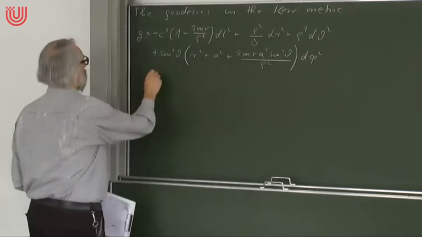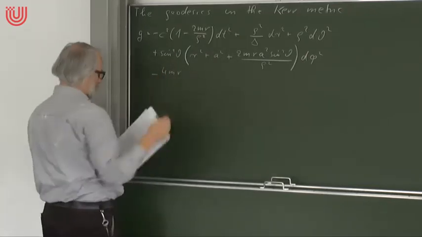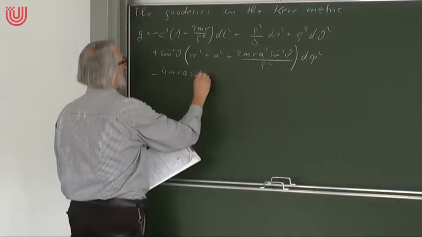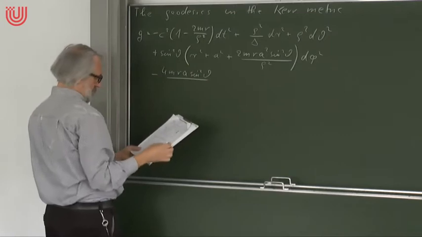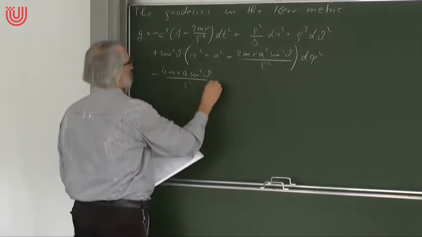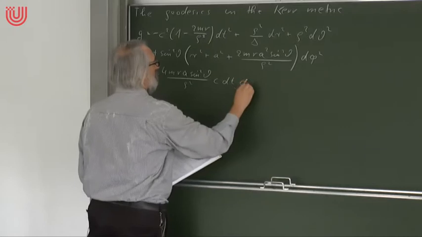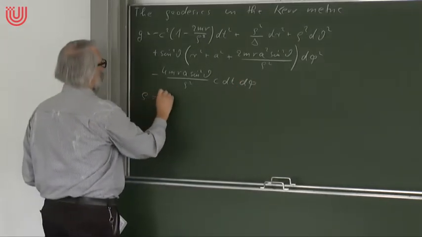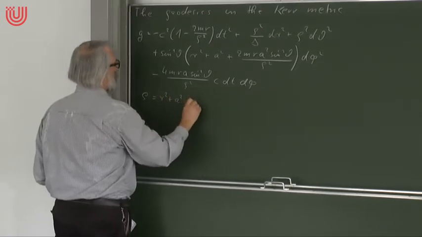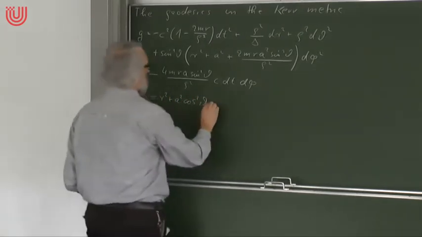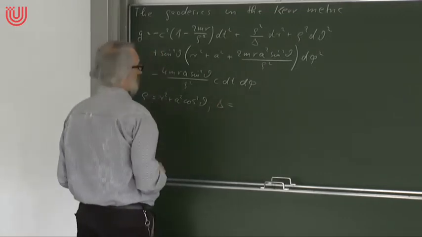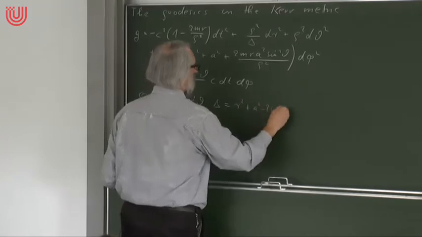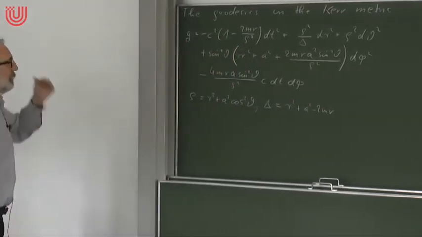And then the mixed term. That's the most important new feature which we didn't have in the spherically symmetric spacetimes we studied before. We have an off-diagonal element, namely a dt d phi term, c dt d phi. And we need to know what the rho was. The rho squared was r squared plus a squared cosine squared theta. And the delta was r squared plus a squared minus 2mr. So that's the Kerr metric.